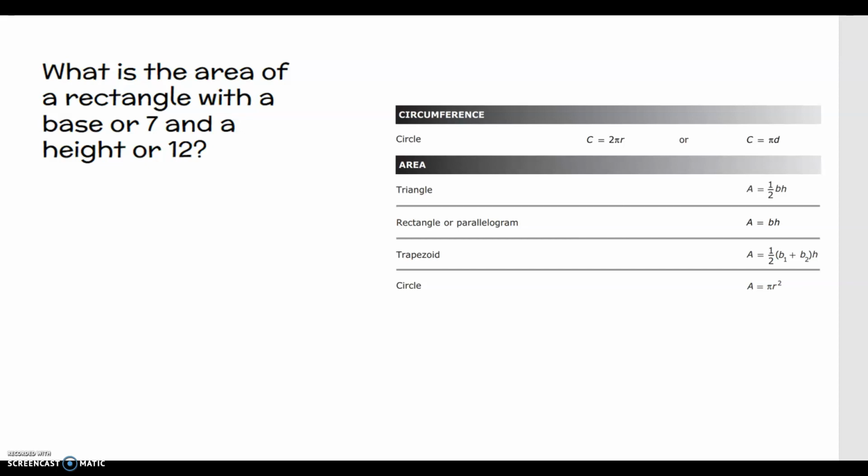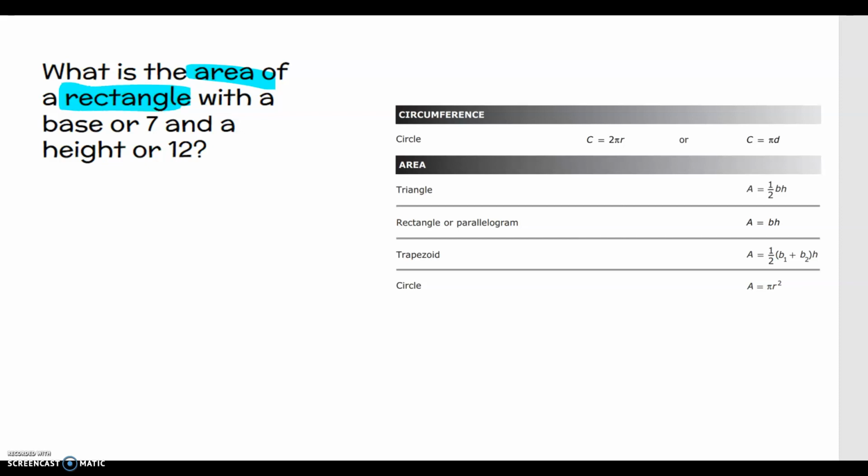Okay, so this question says, what is the area of a rectangle with a base of 7 and a height of 12? So let's go ahead and figure this one out with our formula chart. We have area, which is a keyword that we're going to highlight, area, and it's a rectangle.